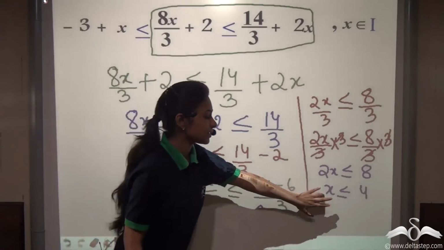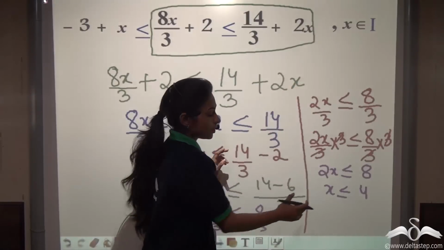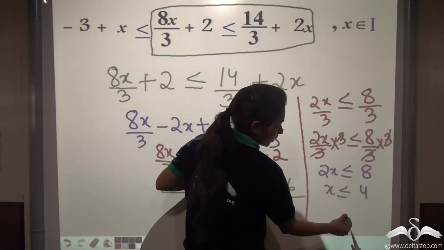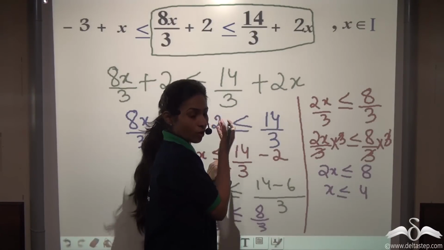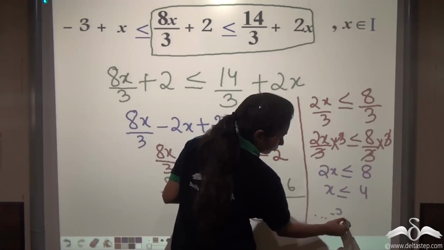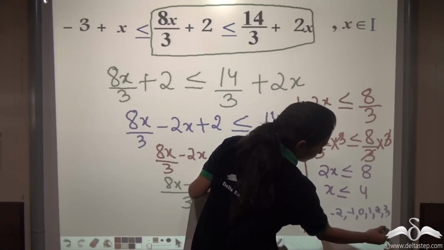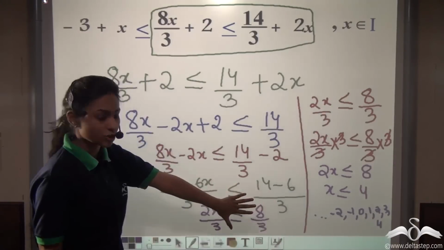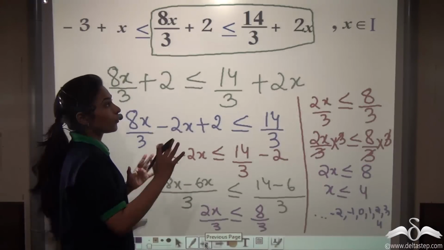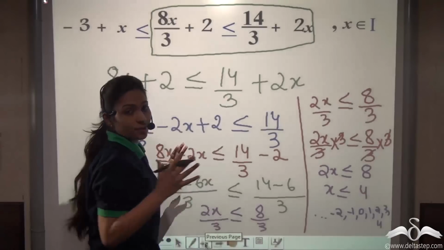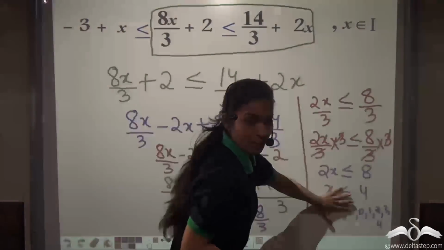So again, if x is less than or equal to 4 and x belongs to integers, what will be the solution set for this inequation? You can say 4, 3, 2, 1, 0, minus 1, minus 2, and so on. This will be the solution for this. Now what do we need to do? We need to combine, or you can say unite, the solutions for this part which we have already calculated and this part.